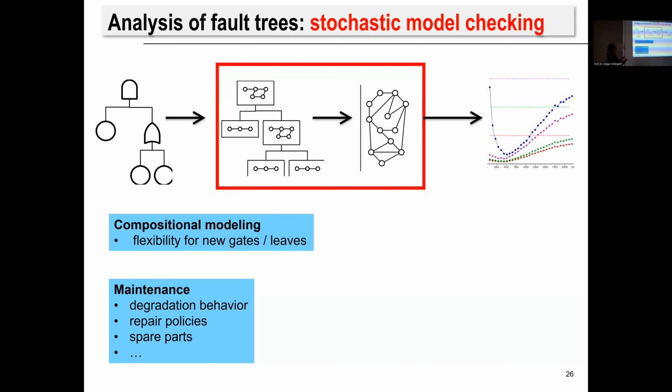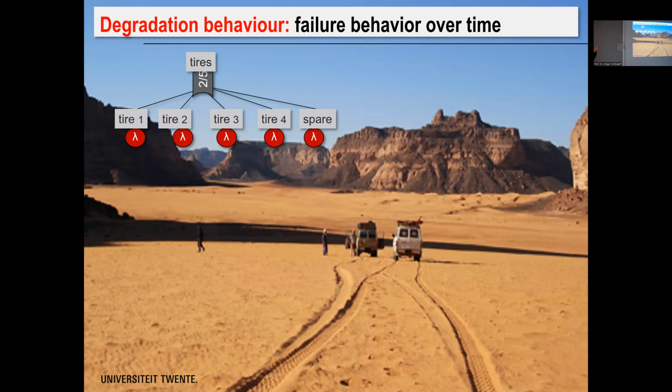Or if you want to change the semantics of the leaves, again, you only change the Markov models assigned to those leaves, but the Markov models for the gates remain the same. And of course, we also do a kind of smart composition where we compose those small models one by one, and after each composition, we reduce to get rid of more states. And in this way, you can accommodate degradation behavior quite easily.